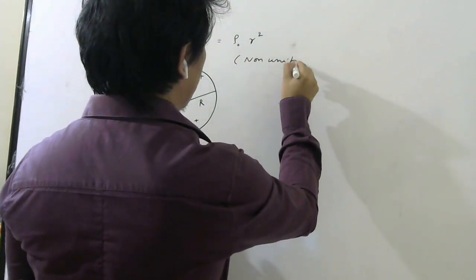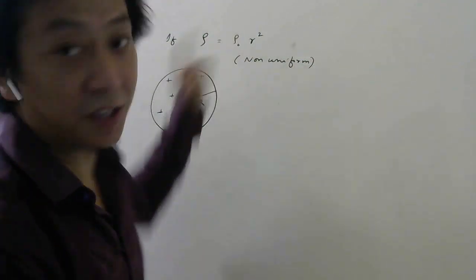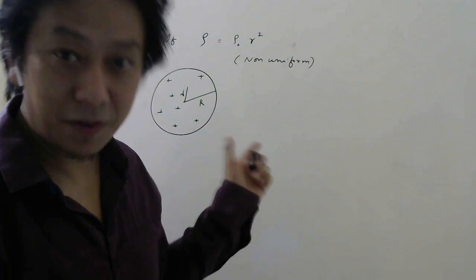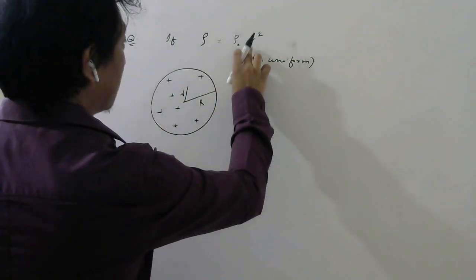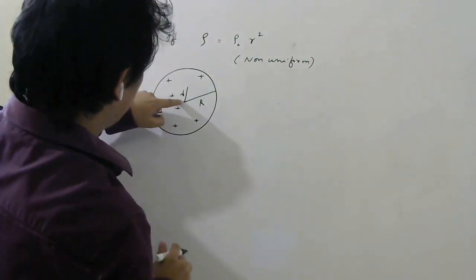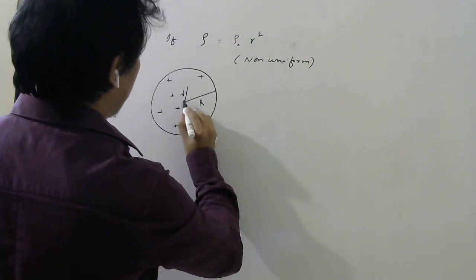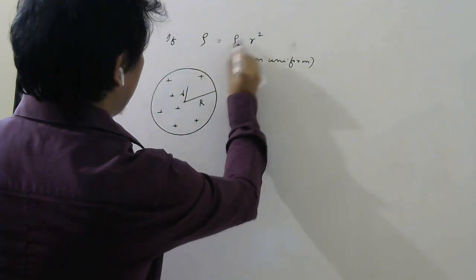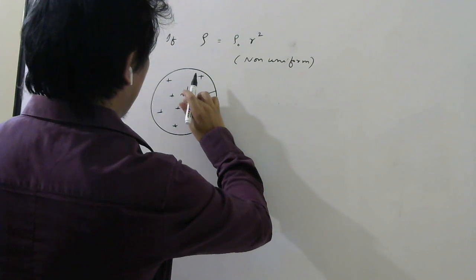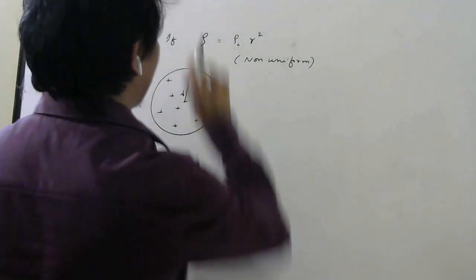How do you know it is non-uniform? If it was uniform, density would be constant, like I discussed in the previous topics. But here, your density is a function of r. And what is r? Distance from the center. So at the center, your density will be how much? At the center, your small r will be 0, so density will be 0. As you go away, your r will increase, so density will also increase.